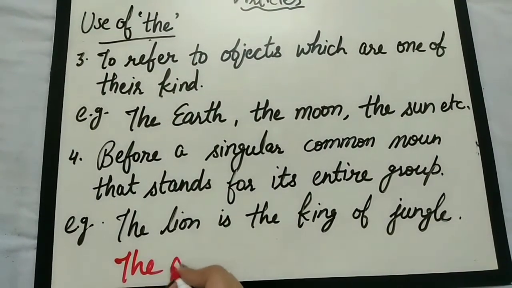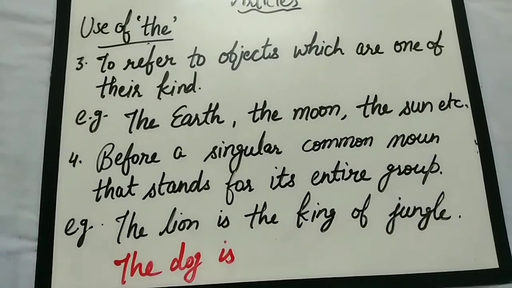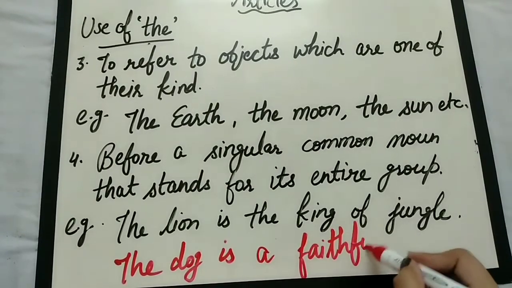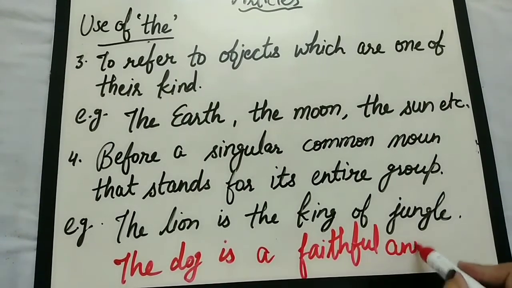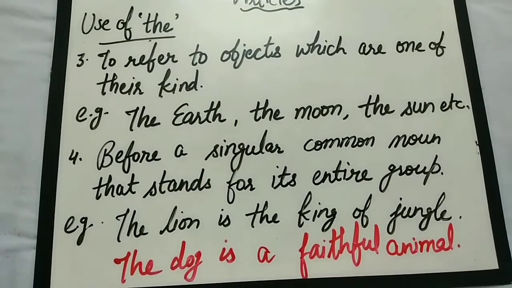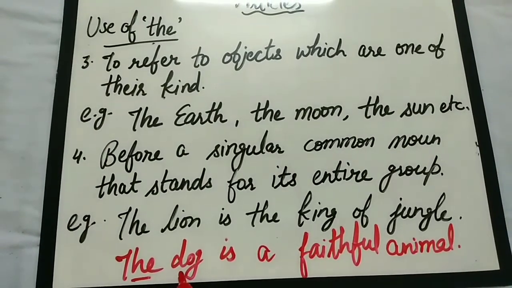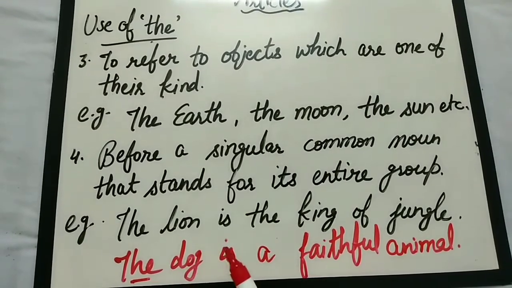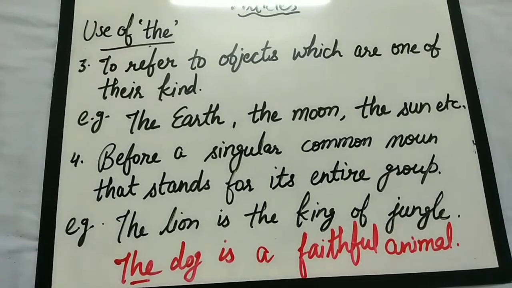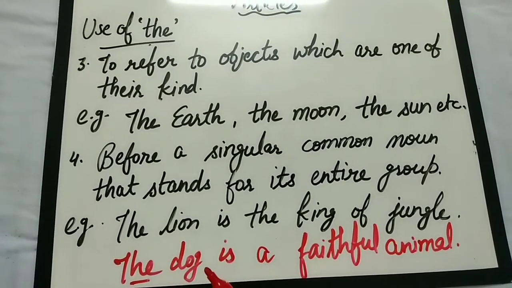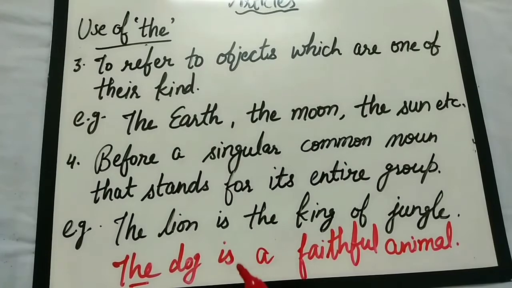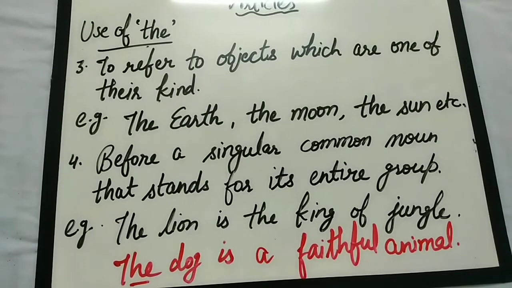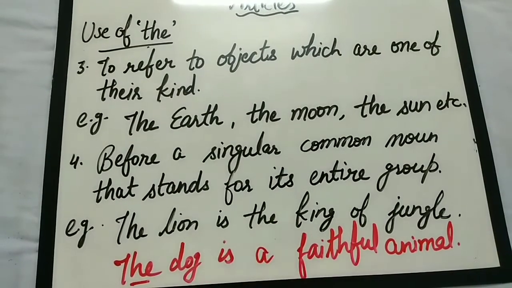I can give you one more example. The dog is a faithful animal. By using the before the common noun dog, it represents its entire group, meaning any dog, meaning all the dogs are faithful. They are representing the quality of all the dogs. Meaning dog is a faithful animal. The dog is a faithful animal. The lion is the king of the jungle.